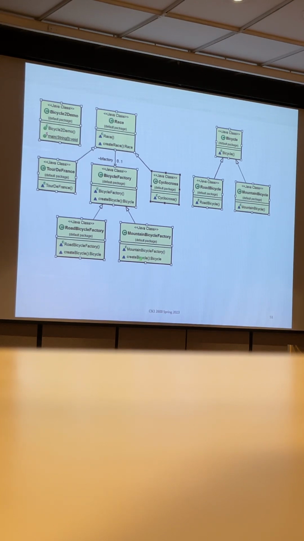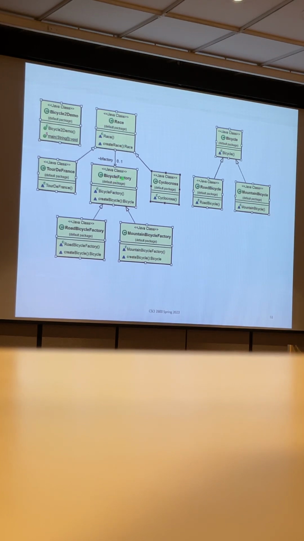UML notation, right? So note again, we still have the parallel hierarchies, the hierarchy of bicycles right here, the hierarchy of races, right? But we also have a hierarchy of factories now. So here's the bicycle factory, here's the road bicycle and mountain bicycle factory. Note that this edge here is not this triangle. It's a different type of arrow, right? Because bicycle factory is not inherited from race, of course. Bicycle factory is being used by race.